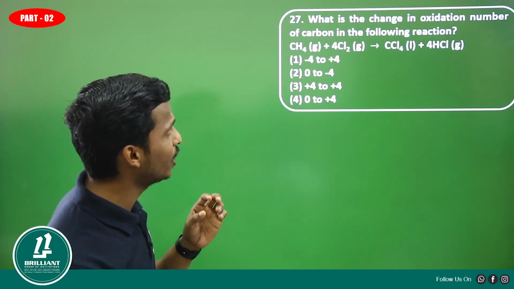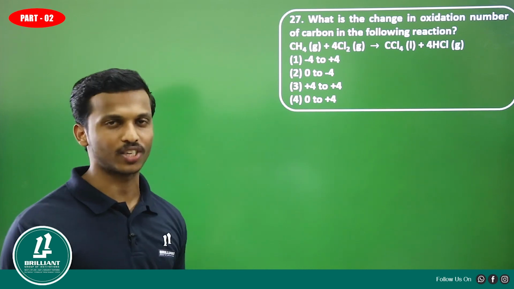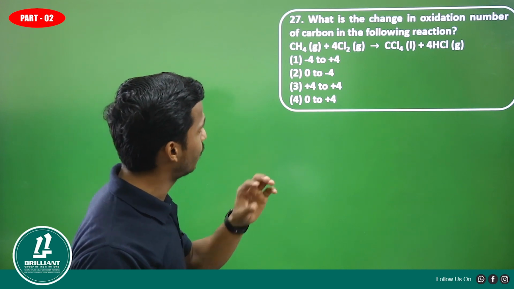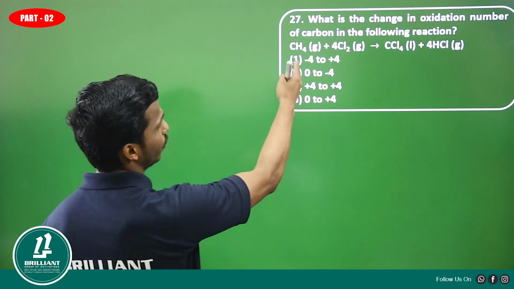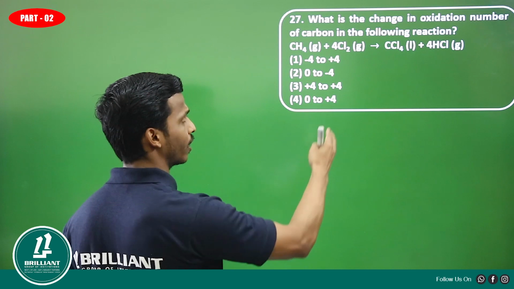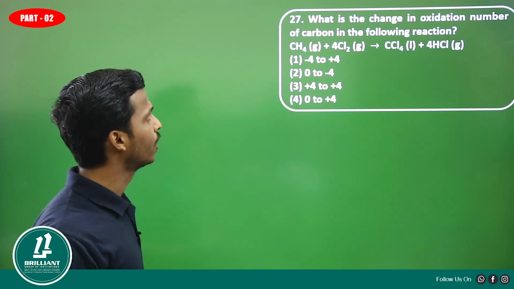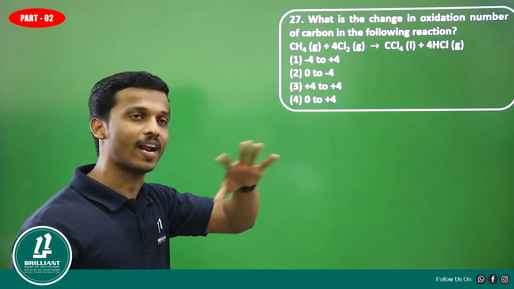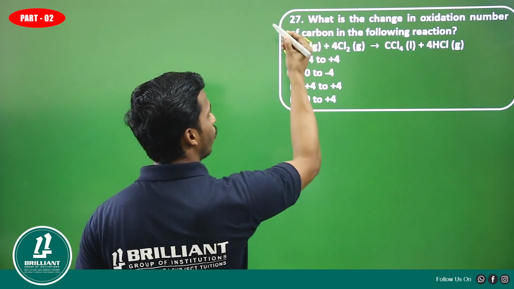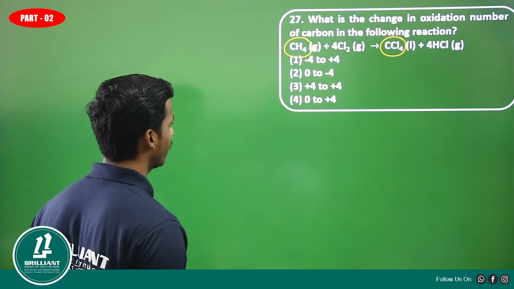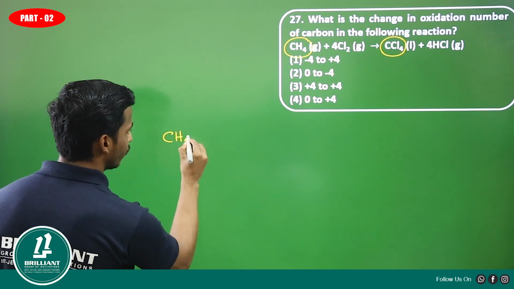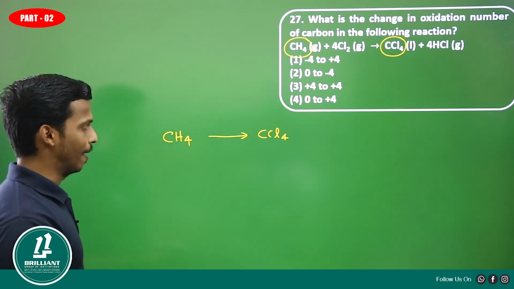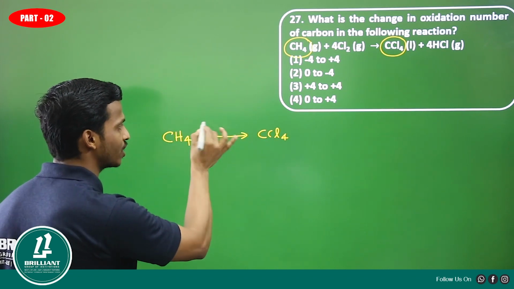What is the change in oxidation number? In the Redox reaction chapter in 11th grade, we studied how to find the oxidation state of carbon, right? Here you can see methane reacting with chlorine, and you are getting carbon tetrachloride and HCl. So here we only have to consider the carbon compound because they are asking about the carbon oxidation state. CH4 is converted into CCl4. So what is the change in oxidation state of carbon?